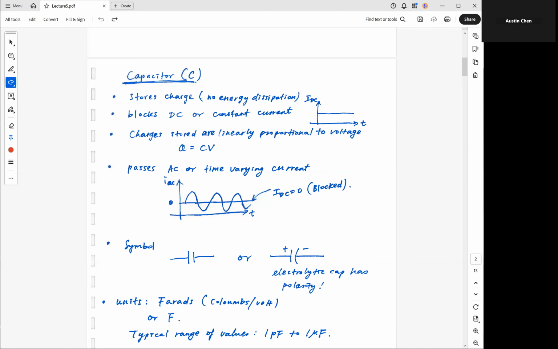Hello, in this part of the lecture, we're going to review some key properties of capacitor and inductor, which will be used extensively in the first order and second order RLC circuits. So let's first look at capacitor.